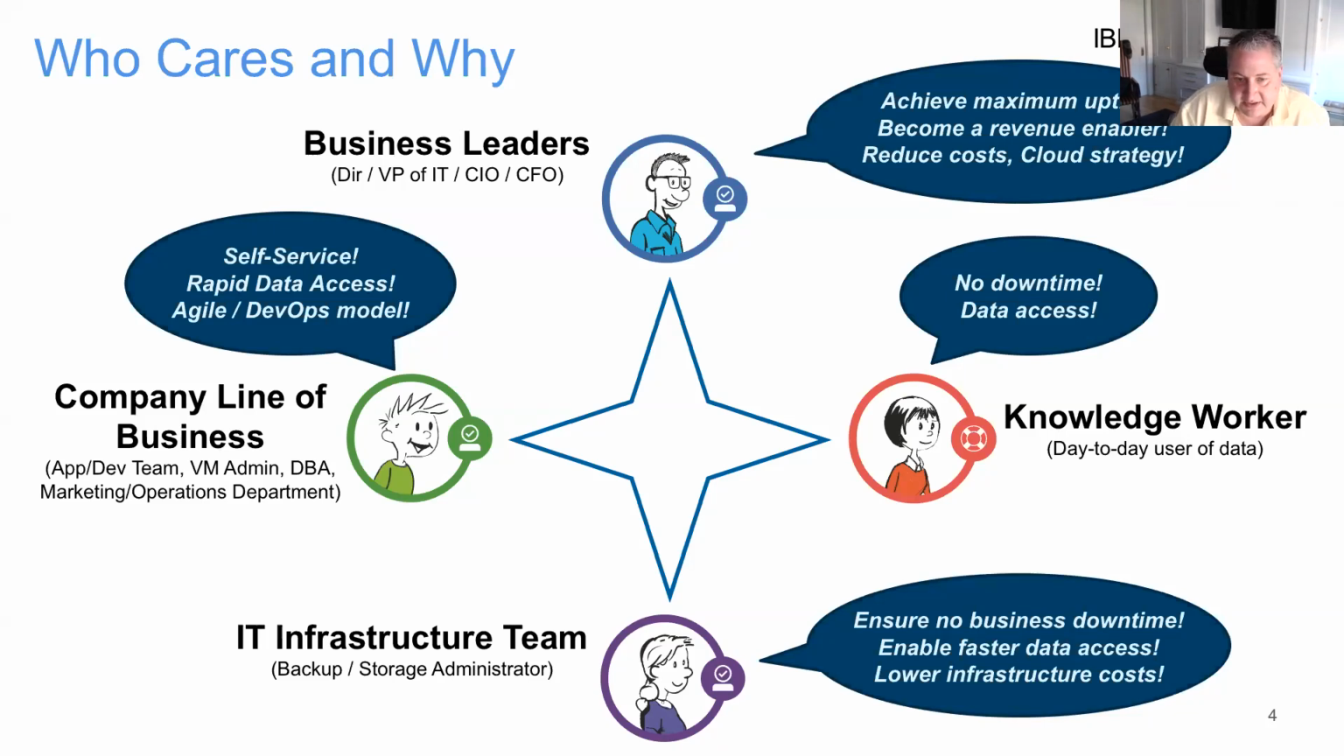Then we have the line of business, right? And when I say line of business inside of an organization, what I'm really talking about are the different groups inside of a company, right? Do I mean the application development team? There's the VM admin team. There are the database administrators. There are things like marketing and operations, sales operations, support. Each one of those sometimes has a reason or desire to have access to the data.